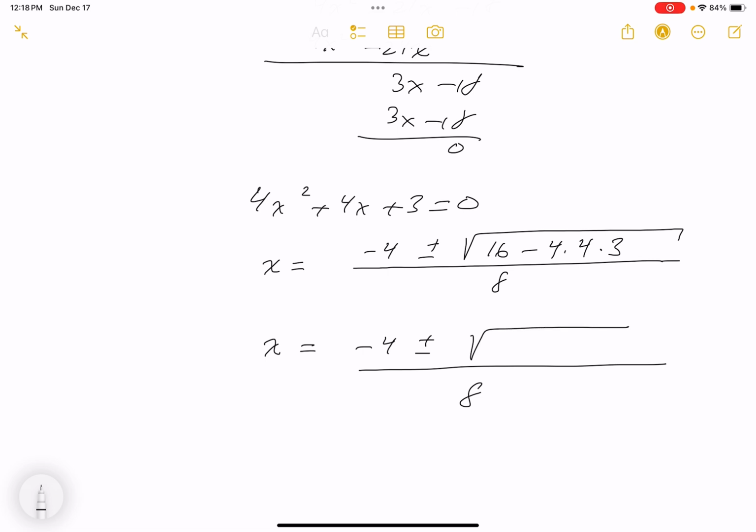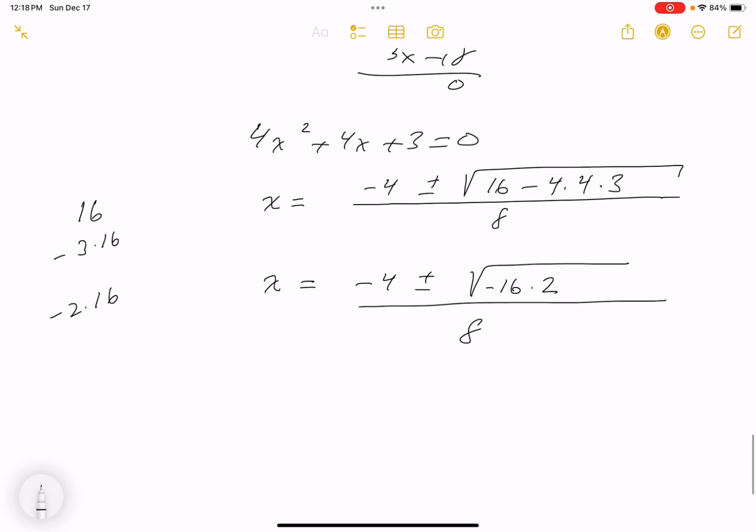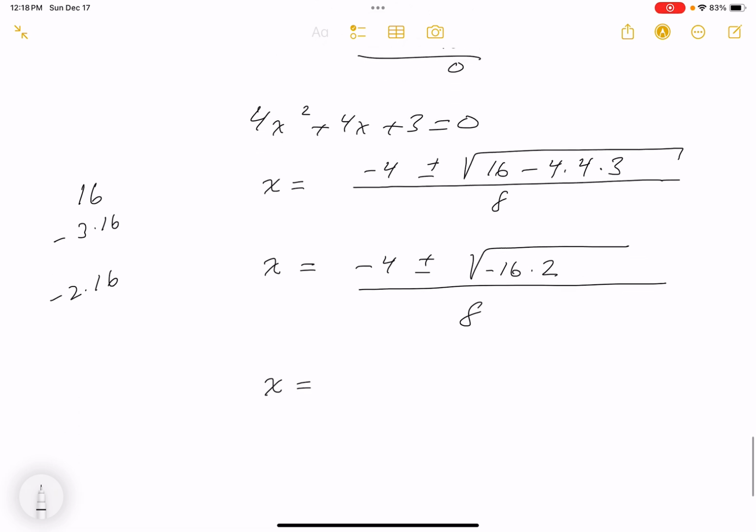Let's take a look at this over here. Do some side work over here. So it's 16, and then minus 3 times 16, which turns out to be minus 2 times 16. I'll write down minus 16 times 2. Let's just keep going. We get x equals minus 4 plus or minus the square root of minus 16, which is going to be 4i, and then the root of 2. And this is all over 8.